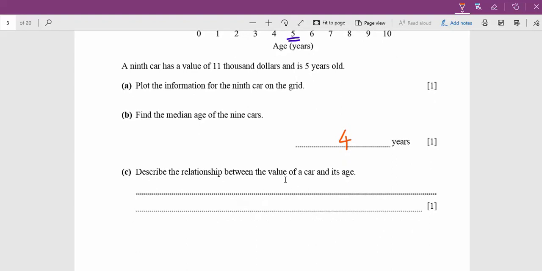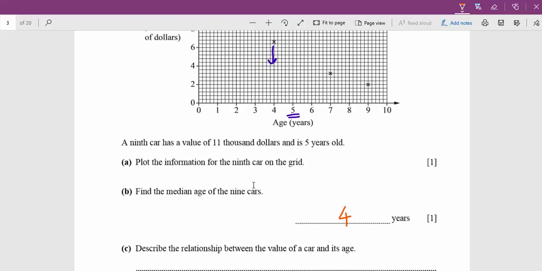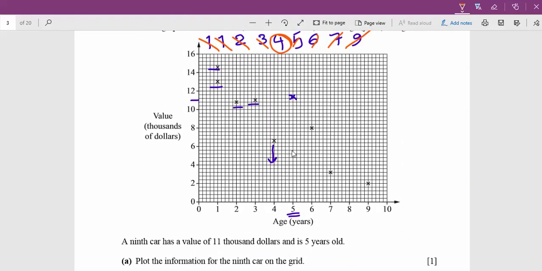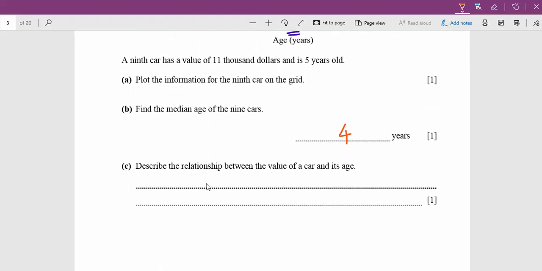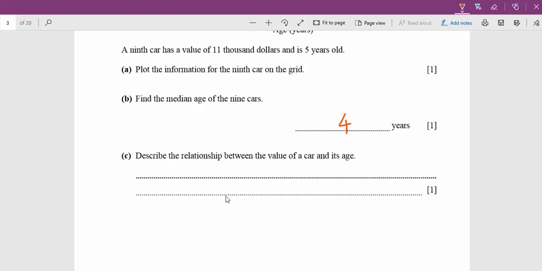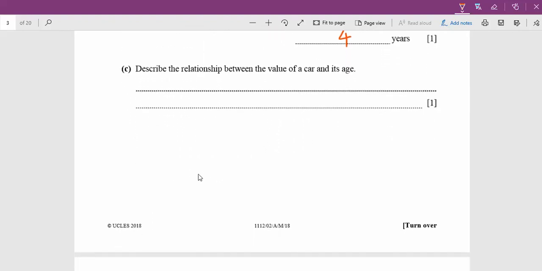Describe the relationship between the value of a car and its age. As you see in the scatter diagram, as the age increases, the value of the car goes down. So here is a negative correlation between the age of the car and the value. The description could be like this. Here is a negative correlation between the age of the car and the value of the car, or the price.